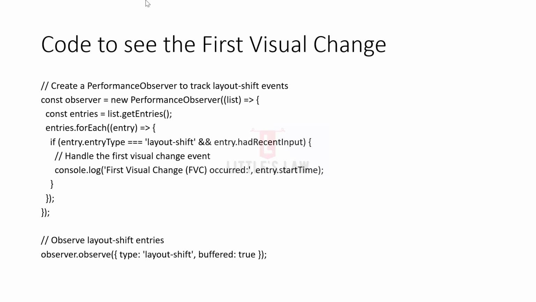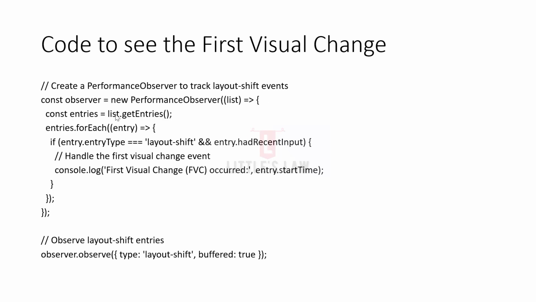Now here you can see the code to find the first visual change, and this creates a performance observer to track the layout shift events. The performance observer is an API that allows us to observe and capture the performance-related events in the web page. In this code, we are creating a new instance and passing a callback function that will trigger when the performance entries are recorded.